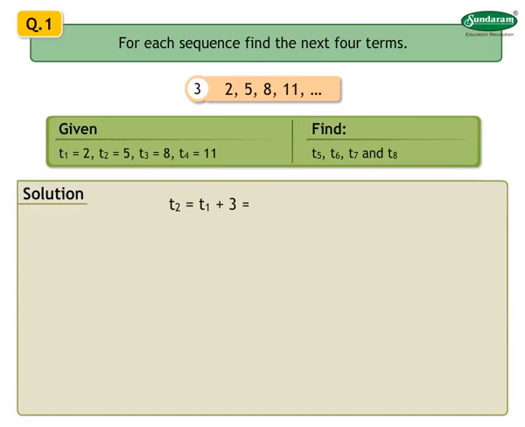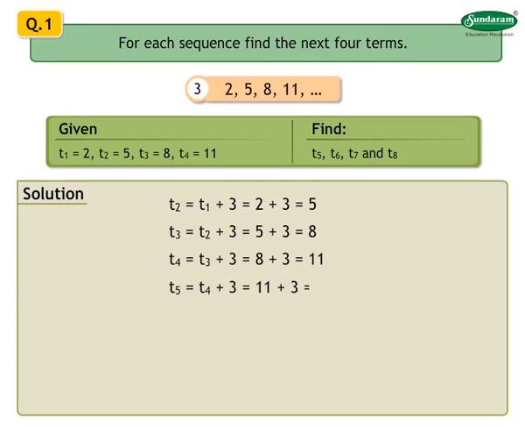Solution. T2 is equal to T1 plus 3 is equal to 2 plus 3 is equal to 5. T3 is equal to T2 plus 3 is equal to 5 plus 3 is equal to 8. T4 is equal to T3 plus 3 is equal to 8 plus 3 is equal to 11. T5 is equal to T4 plus 3 is equal to 11 plus 3 is equal to 14.